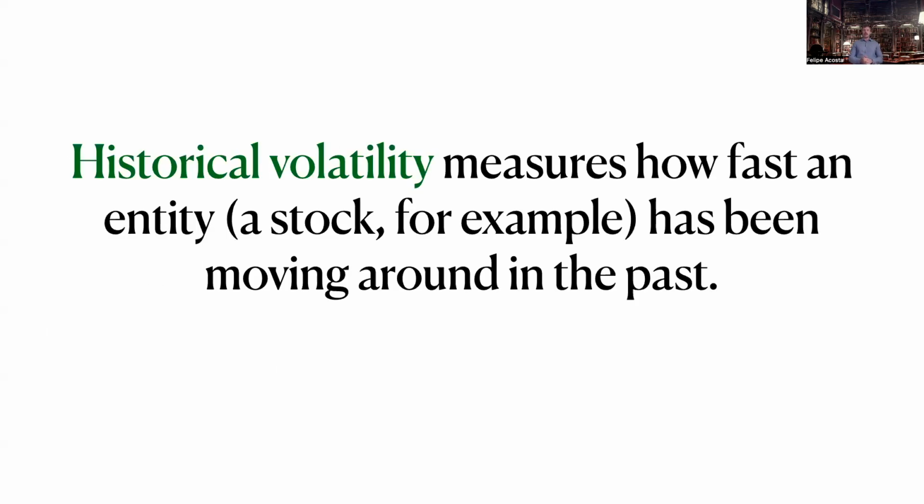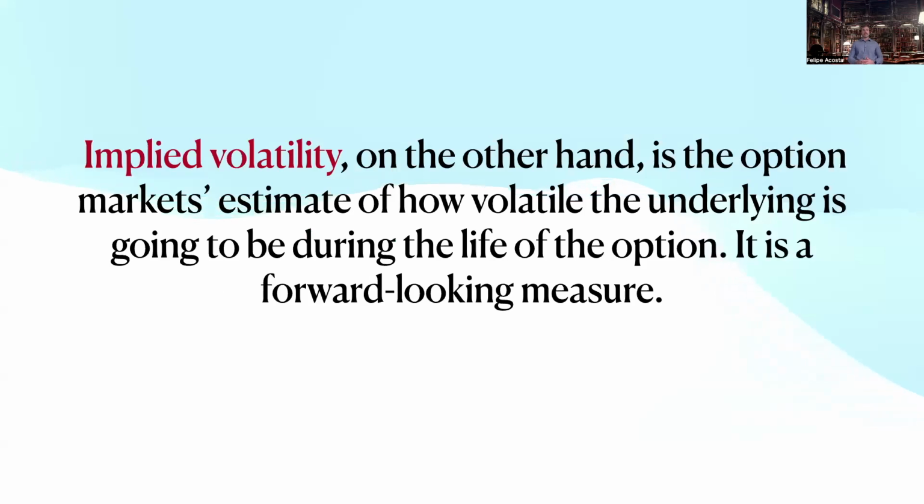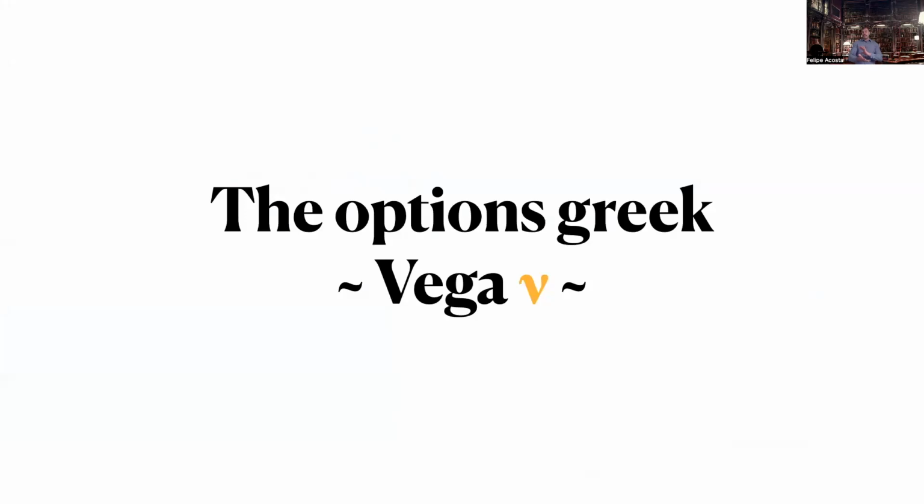Historical volatility measures how fast an entity, a stock for example, has been moving around in the past. So it's the past volatility, basically. Implied volatility, on the other hand, is the options market's estimate of how volatile the underlying is going to be during the life of the option. It is a forward-looking measure. It's what investors or speculators are estimating that volatility is going to be in the future during the life of that option contract. And now we're getting into Vega, which is one of the Greeks.